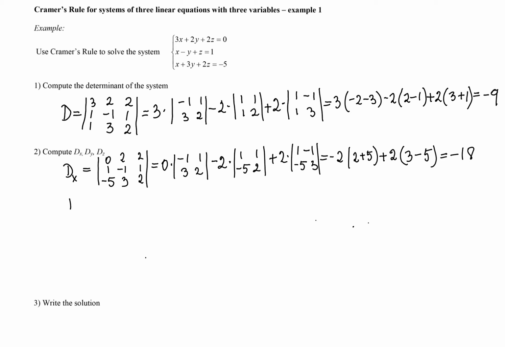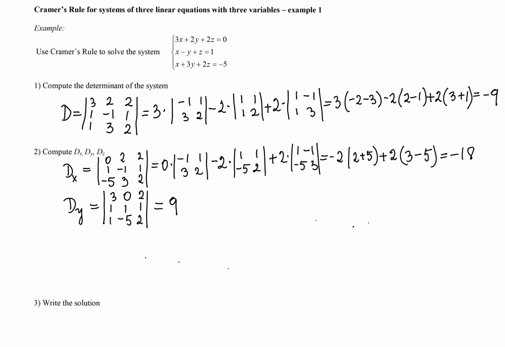Now we'll compute determinant d sub y by replacing the column of coefficients of y, and therefore the second column, with the column of numbers from the right-hand side. So it's 0, 1, -5. And the column of coefficients of z will remain in place. If we compute that determinant, we'll get the value 9.